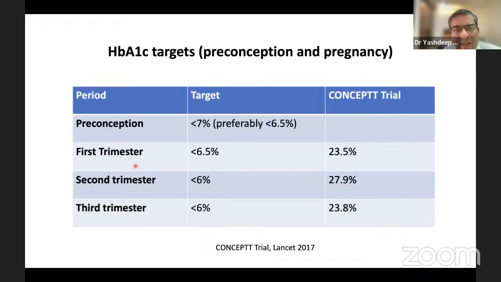So again, women have to be sensitized that what they are keeping as blood glucose values in a non-pregnant state are not the same in the pregnancy. So that sort of awareness also should happen at the preconception period.